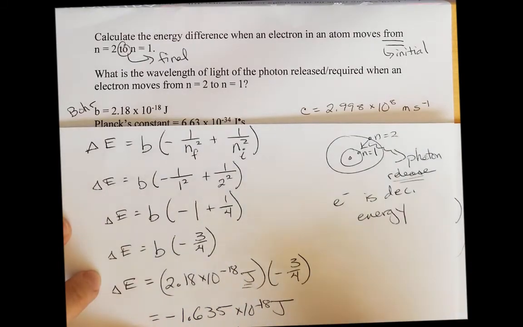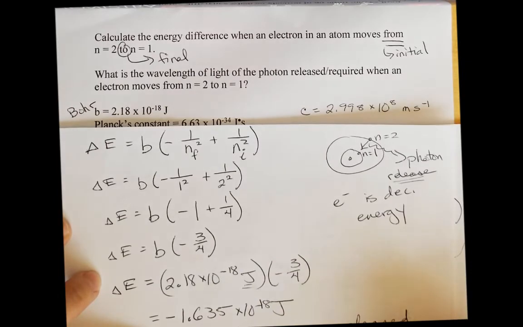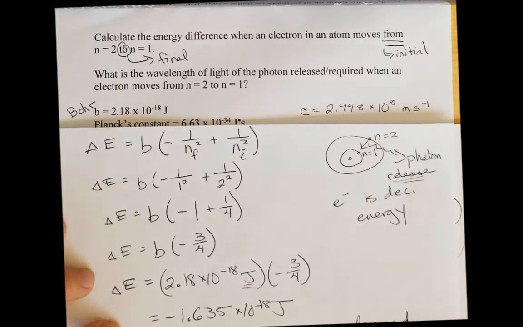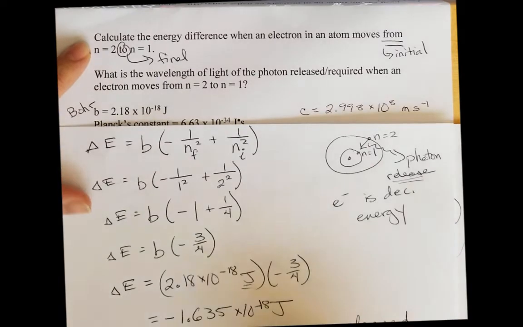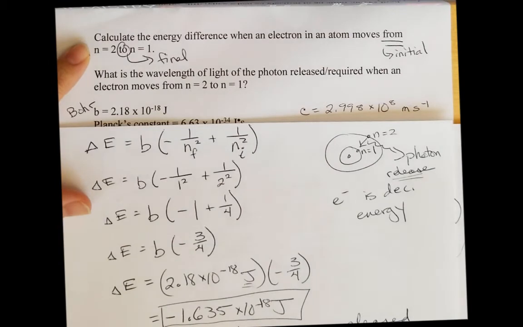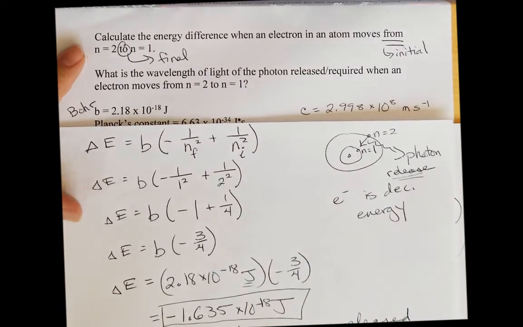So again, this negative sign is either going to tell me that energy is released or that a photon is released. As far as we're concerned, this is the same thing, because energy is going to be released in the form of a photon. So if all I wanted was the answer to this first question, I'm actually finished. I found the energy. I found the energy difference. Also figured out what was the energy released. So I might be done. Depends on what the question was asking me for.